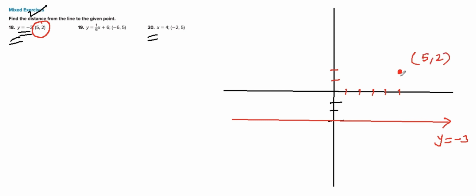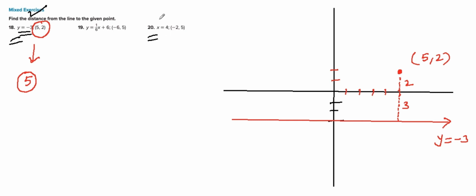Now you can see how much the distance is from this line to this point. How much is this distance? 2 units up, and how many units down? 3 units down. So 2 and 3, so the total distance is 5. So its distance is 5. That's why I told you question number 18 and 20 you have to solve by graph. Okay, question number 20 I will also solve here.